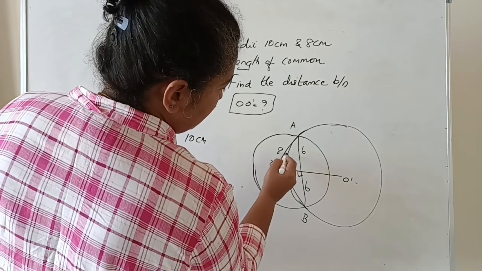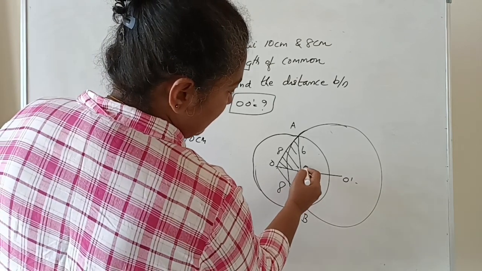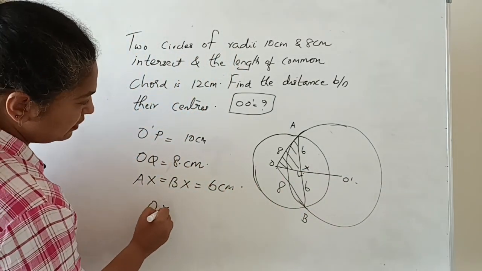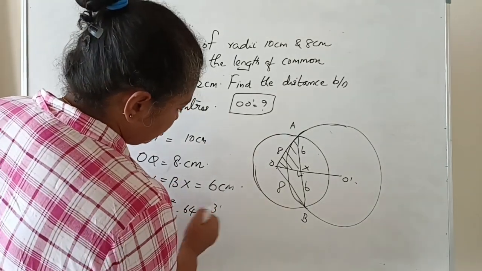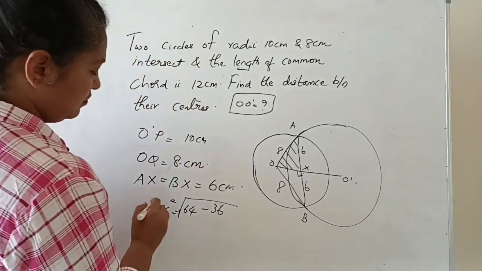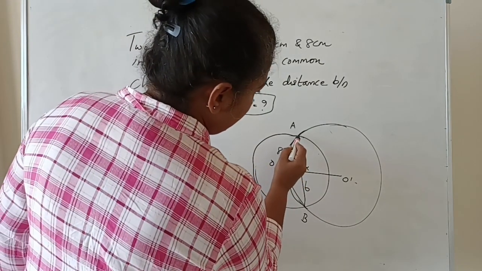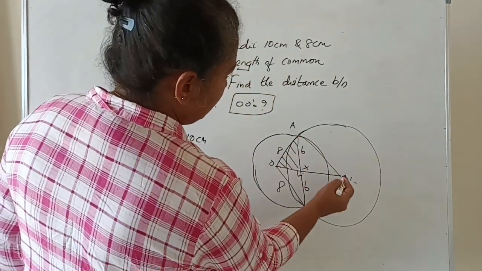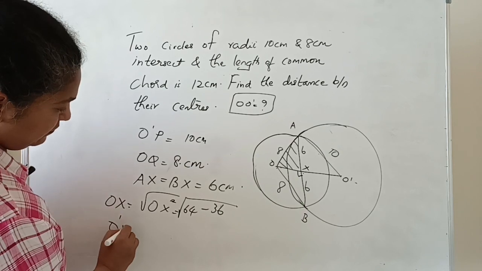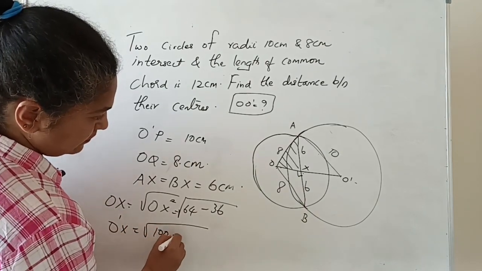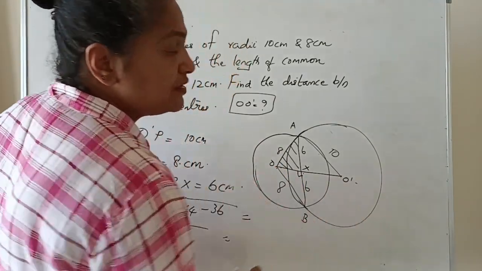Now look at this triangle. It is a right-angled triangle. This is 6 and the hypotenuse is 8. So I can find the value of OX over here. So OX square is equal to 64 minus 36. I need to find the value of OX over here. Similarly, if I join this one, I know this length is equal to 10 centimeters and this is 6, so I can find the value of O dash X. And when I add OX and O dash X, I will get the distance between the centers.